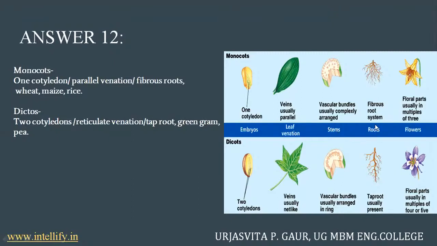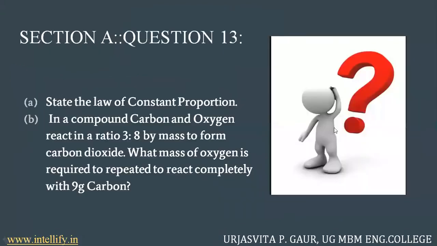Then you have roots. The monocots have fibrous roots, whereas dicots have taproot. And finally, flowers. Floral parts are usually in multiples of 3 in monocots, and here in dicots they are in multiples of 4 or multiples of 5. And the examples that we already discussed are, in monocots, wheat, maize, and rice, and in dicots, green gram and pea. And yes, you can easily remember the basic difference by looking at this diagram. Let's move on to the next question.